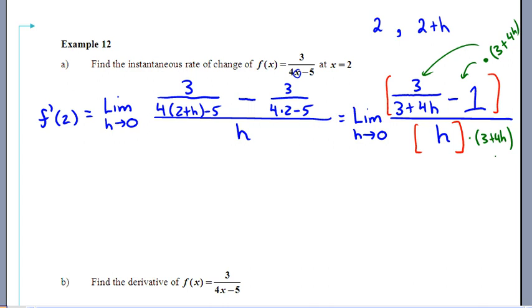Okay, so what happens when we do that? We're going to have this f, that's a bit of a mess there, let's try that again. This f prime at 2, it's going to be this limit. h is heading towards nothing. Okay, what do we have?